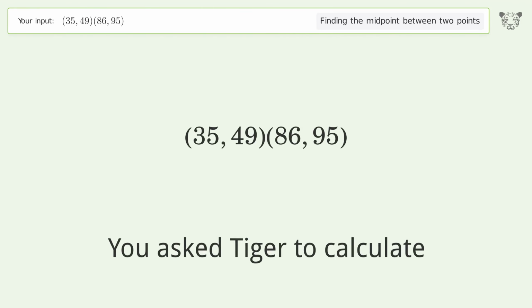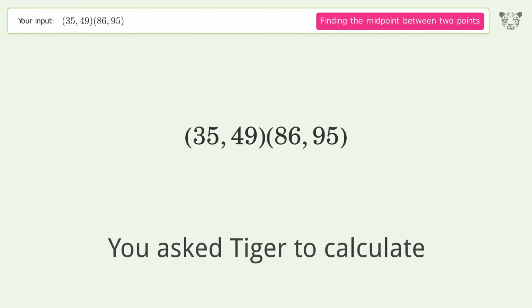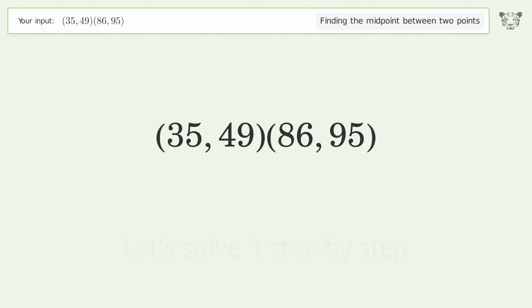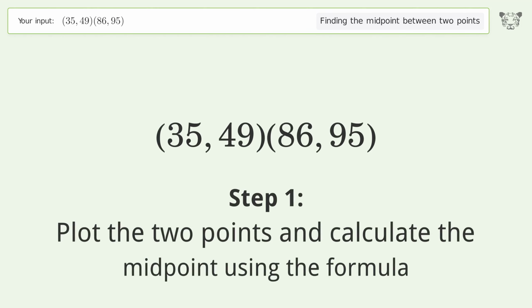You ask Tiger to calculate. This deals with finding the midpoint between 2 points. The midpoint between the 2 points is 60.5, 72. Let's solve it step by step. Plot the 2 points and calculate the midpoint using the formula.